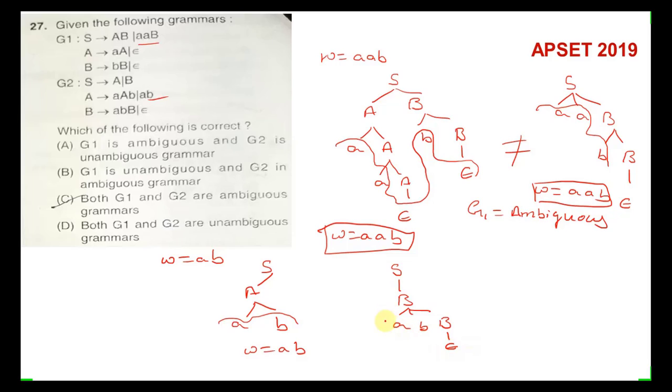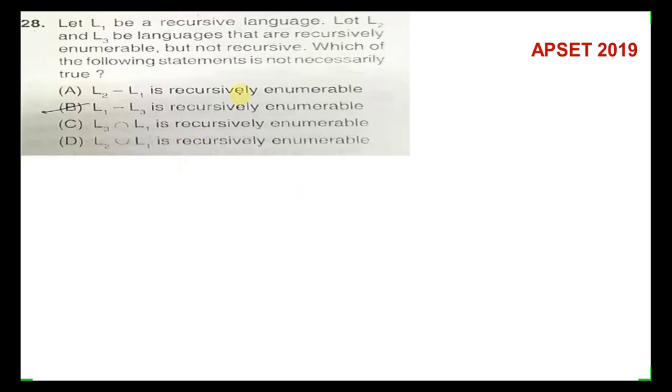the epsilon, and now I got AB, right? So here for deriving the same string, I got two parse trees, and the structures of these two parse trees are not equivalent, so the G2 grammar is also an ambiguous grammar, right? So I can say that G1 and G2 are both ambiguous grammars, so option C is the right one. Let L1 be a recursive language.